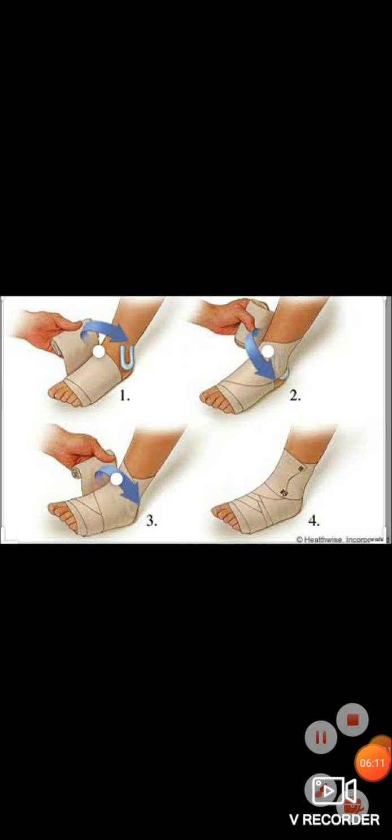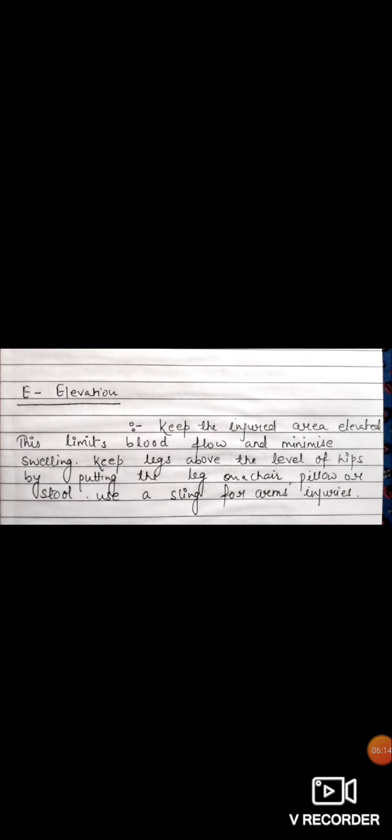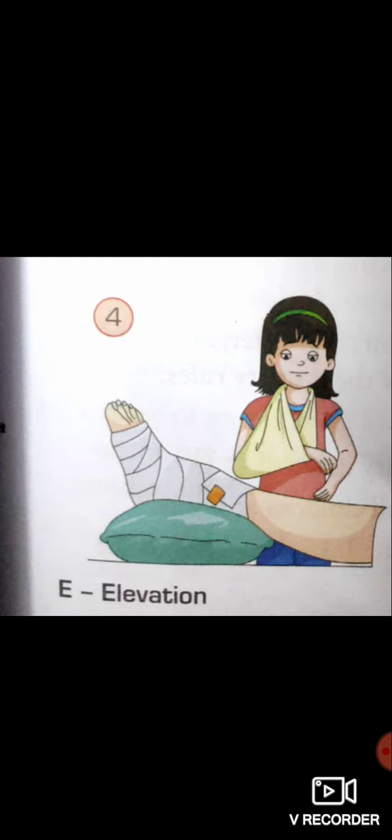The fourth one is elevation. In elevation, keep the injured area elevated. This limits blood flow and minimizes swelling. So how do we keep the injured area elevated? It can be done by putting the leg on a chair, pillow or stool, or use a sling for arm injuries.